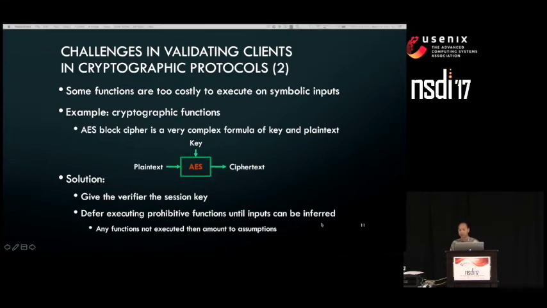Fortunately, since we're defending a server, and the verifier process can be thought of as running on the server, or at least at the same trust level, we can actually give the verifier the session key. So we've got that. It's also often the case that because cryptographic protocols are designed to scramble messages in a way that can be unscrambled, you will actually eventually receive enough information to infer the inputs to some of these prohibitive functions. So we can actually defer execution of these functions until we have that info.